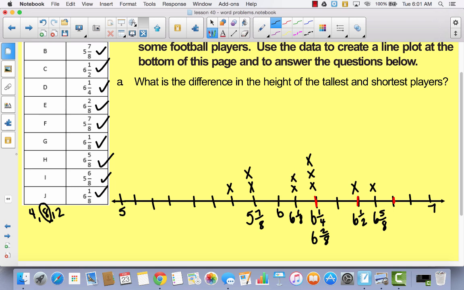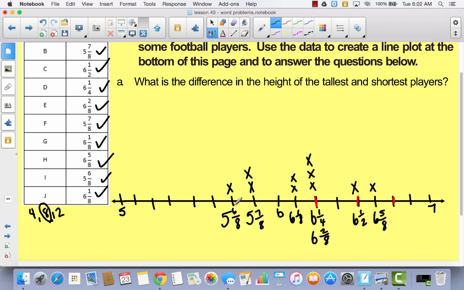So this is our line plot. So when you look at your line plot, there are some things that you can I'm going to go ahead and label this 5 and 6/8. There are a couple of things that you can notice. First of all, which height is the most common? Well, there are 3 players that are 6 and 1/4 feet tall or 6 and 2/8 feet tall.